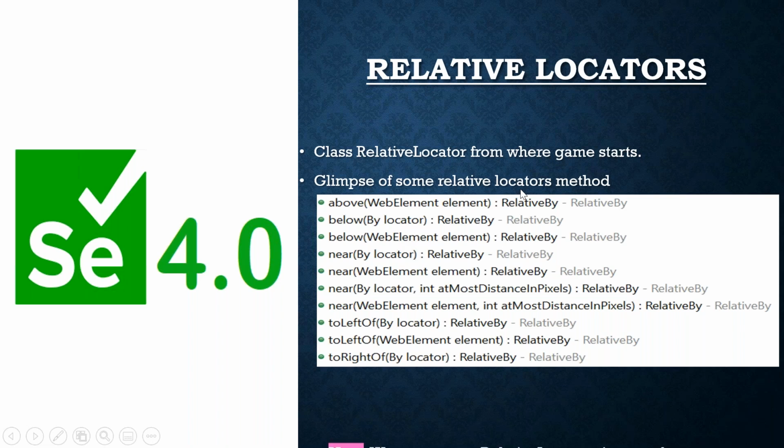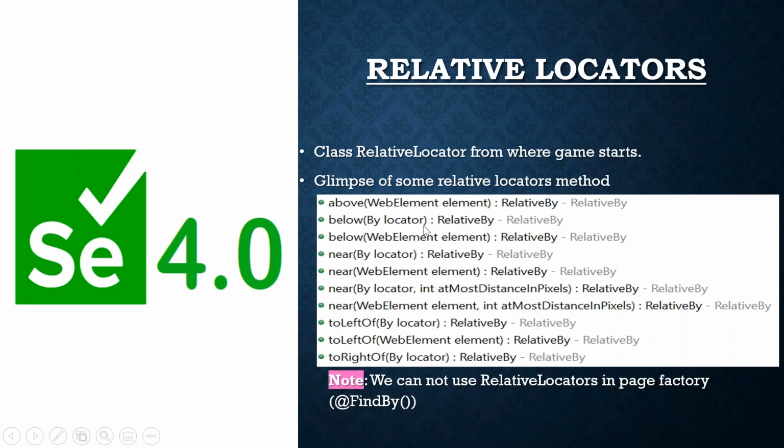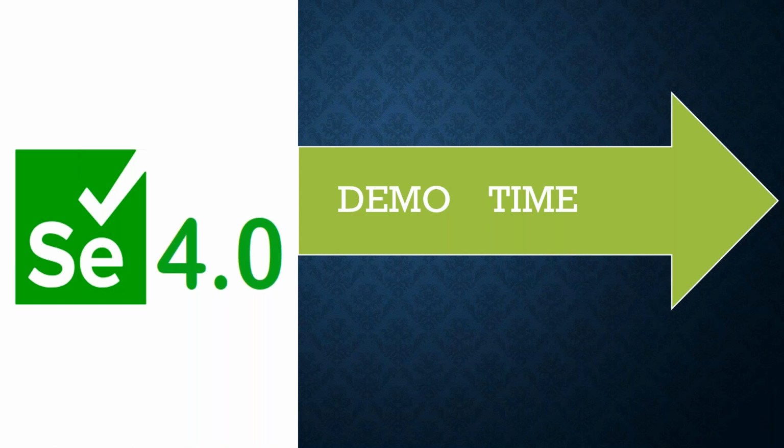Okay, let me move forward. There is one important point. We cannot use a relative locator in PageFactory with the @FindBy annotation, because in PageFactory we have to pass a static web element. We cannot pass a relative locator because it is generated at runtime. Hence we cannot use a relative locator in the FindBy annotation. Let me move forward. Okay, let me show you a demo of how we can use it.